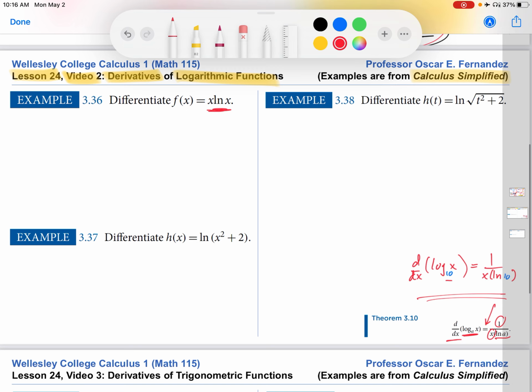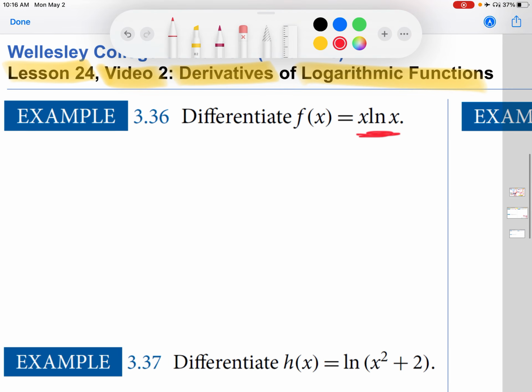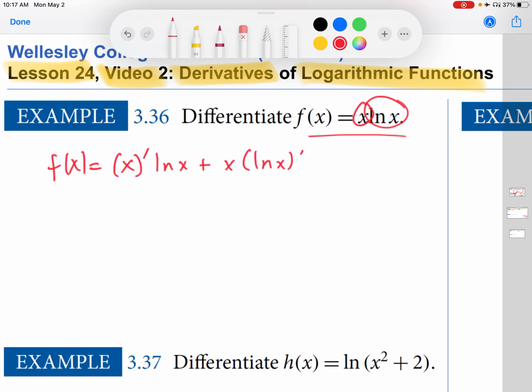Let's start over here. This is a product, so we're going to use a product rule, but it only involves ln of x. In other words, not like the other one, for example, down here, which involves a composite. If we're going to differentiate this function f of x, we are going to use the product rule because it's the product of x and ln of x. The product rule says derivative of the first times the second plus the first times the derivative of the second.